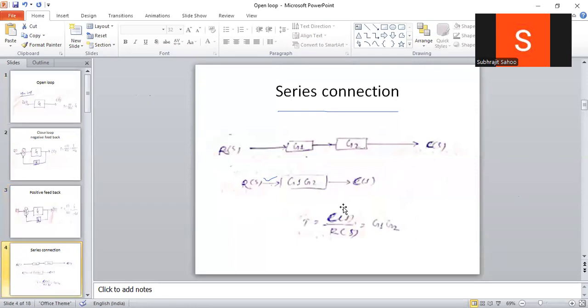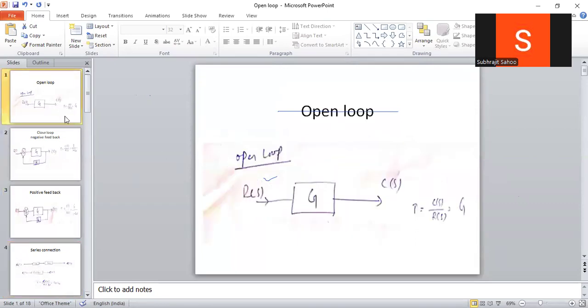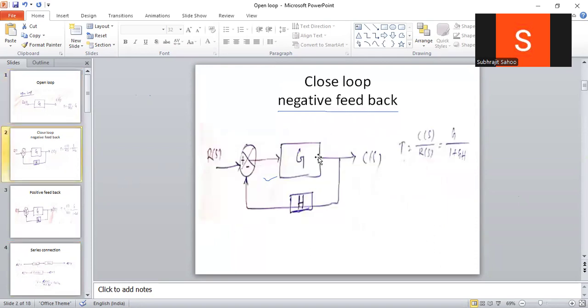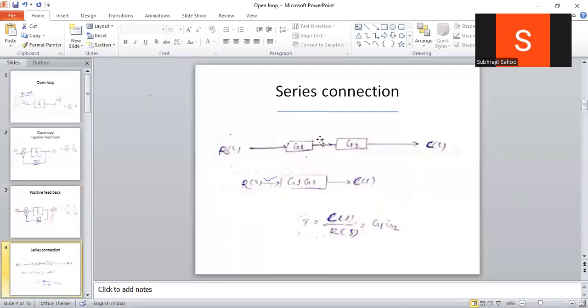Now suppose two blocks are there. In the previous case, only one block G was there. Here suppose two blocks are there, connected in series, G1 and G2. This is called series connection, right? Resistances are connected like this: this is R1, this is R2, this is R3. If resistances are there, then the series resistance is R1 plus R2 plus R3.